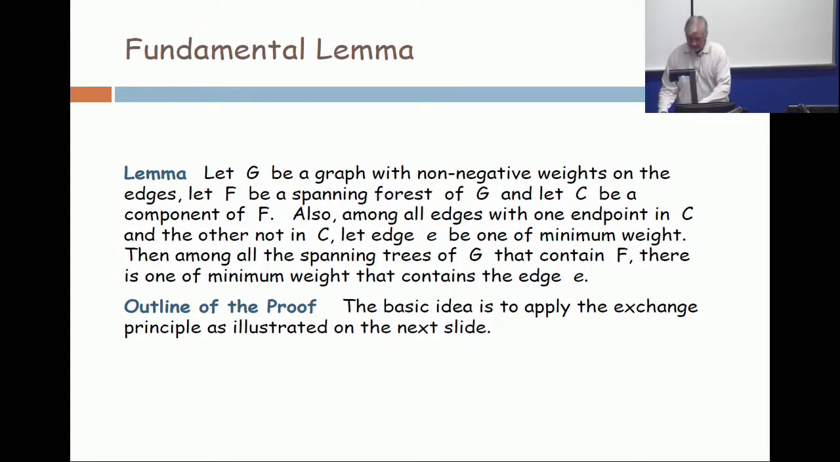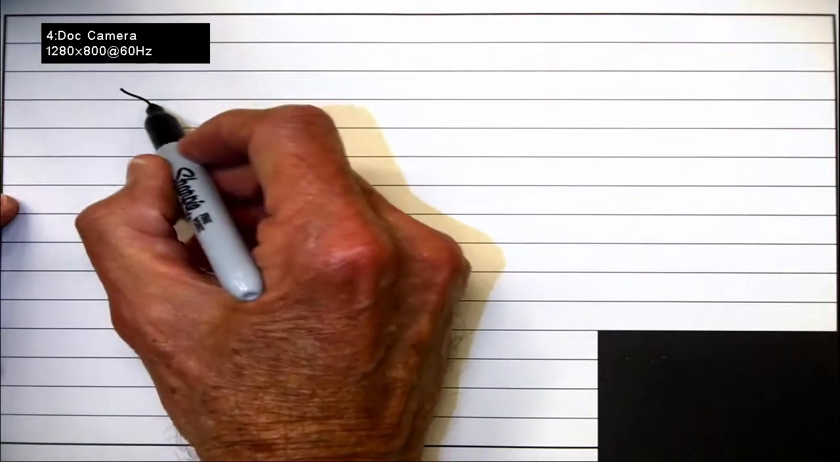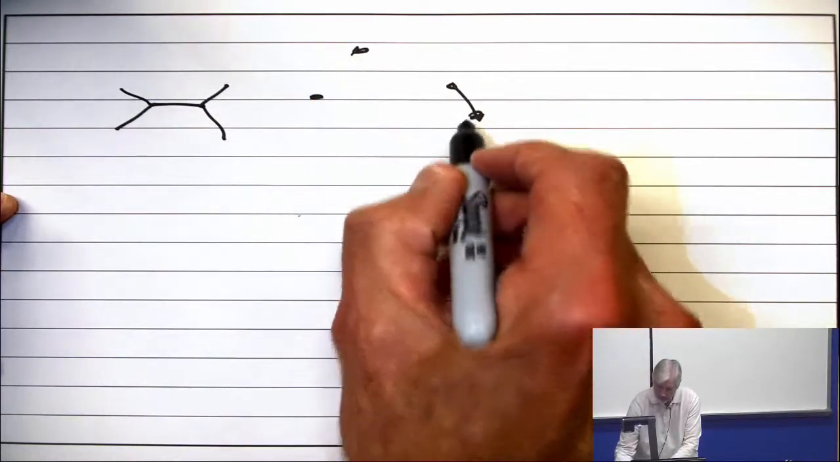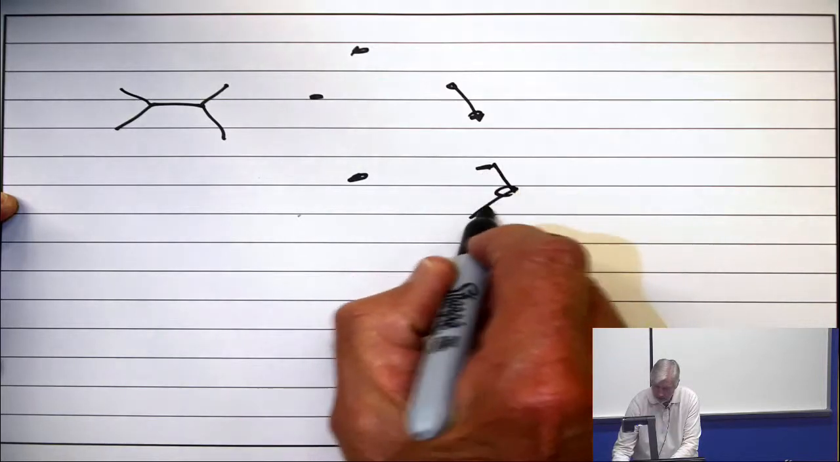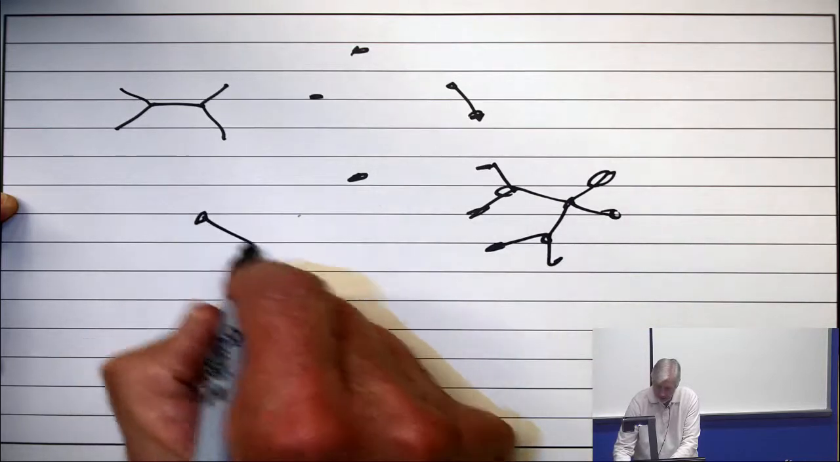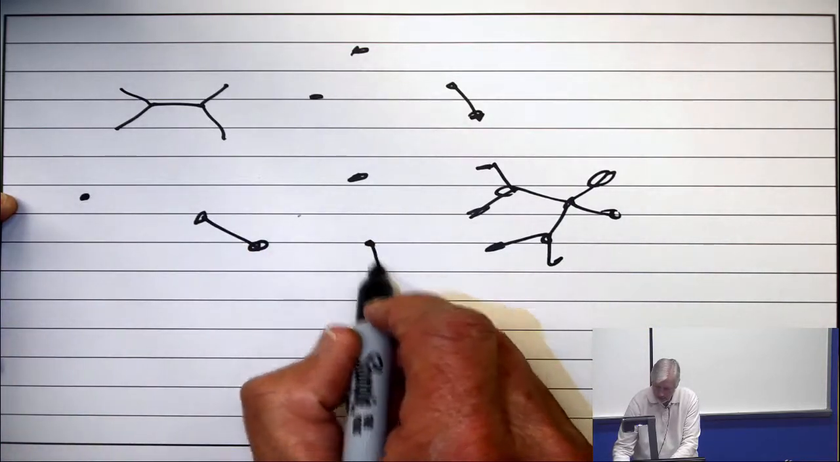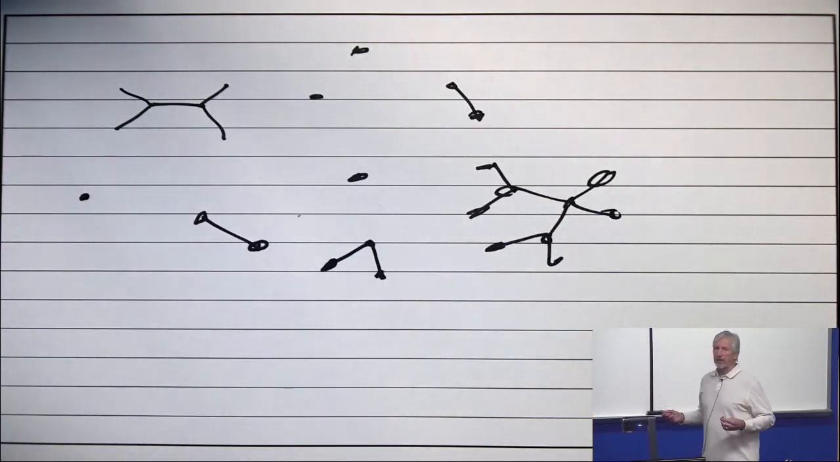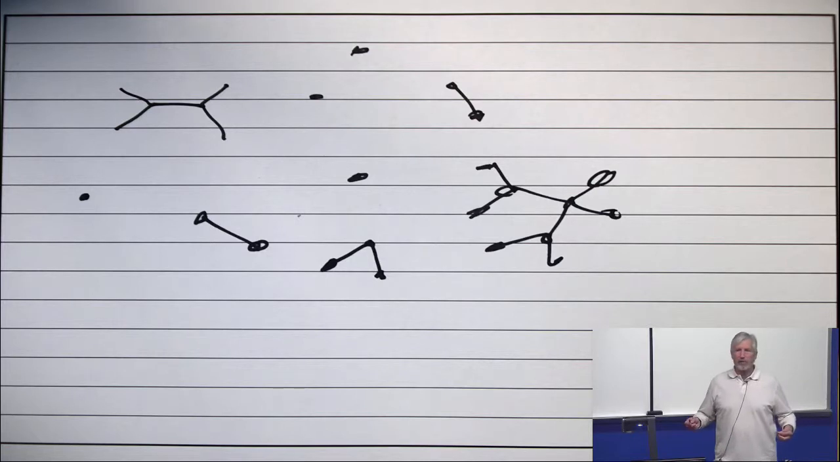All right, let's begin to look at some things. I want to make sure that this is absolutely clear to you. So imagine at some point in time you have built something, or it walked in the door, and it looks like this. So I'm intending that I have a graph and I have a spanning forest.